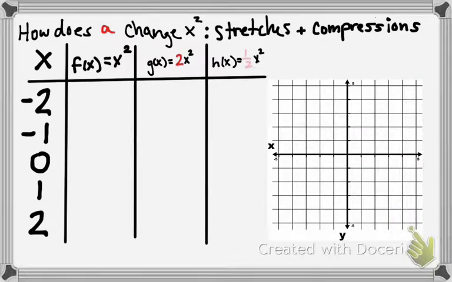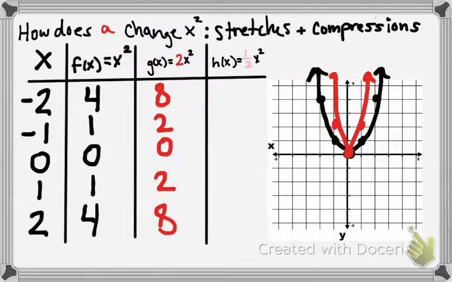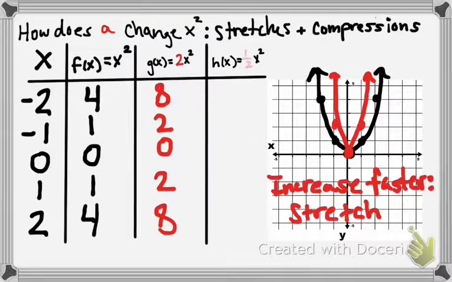Now, stretches and compressions. Let's say my a value is different. Again, we know what the function x squared looks like. Well, if I have 2x squared, that just means I'm going to multiply the end result by 2. So 4 times 2 is 8, 1 times 2 is 2, 0 times 2 is 0, 1 times 2 is 2, 4 times 2 is 8. When I graph these points, it looks something like this. If you notice, the function's increasing a lot quicker than the parent function. This is what we would call a vertical stretch.